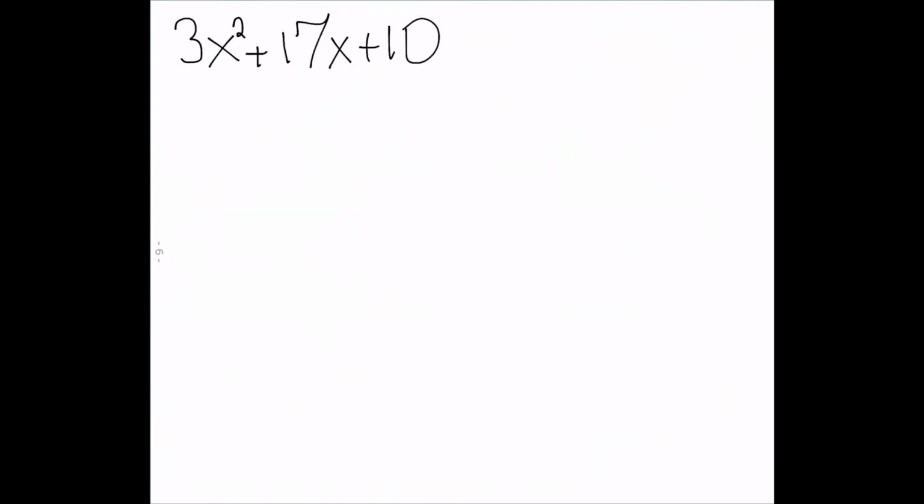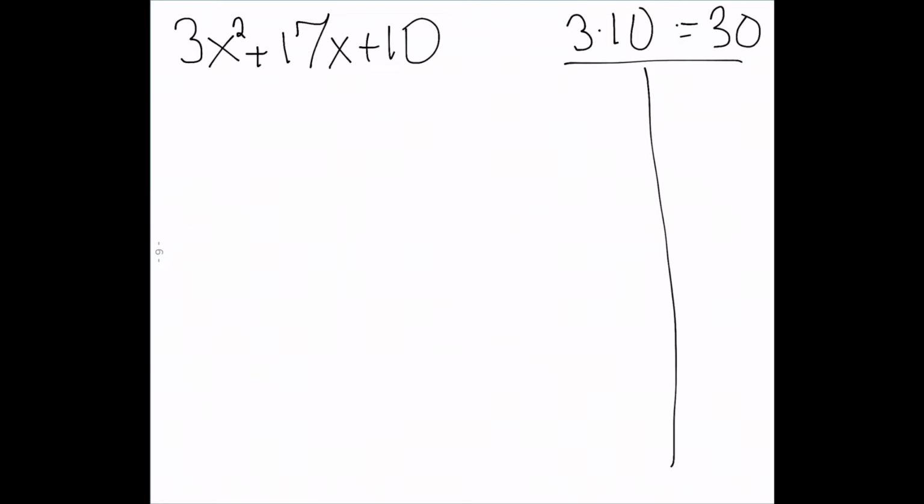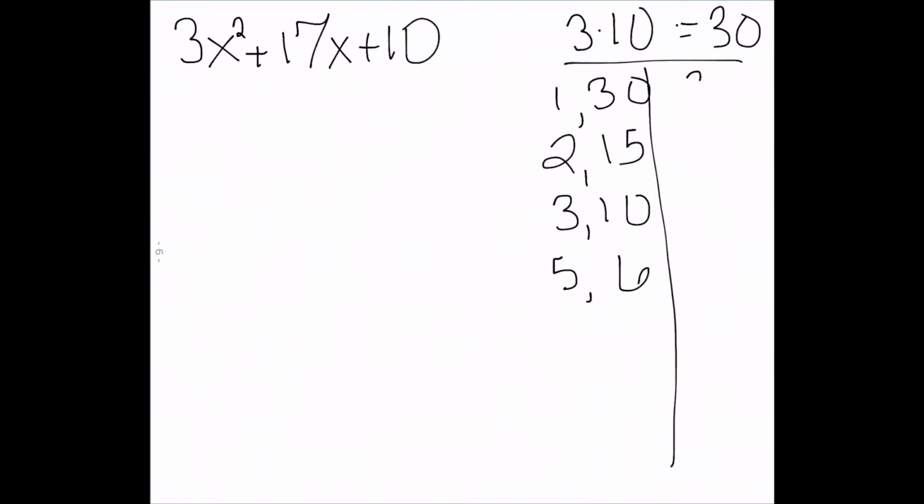Our first example, 3x squared plus 17x plus 10. So we need to multiply a times c, so 3 times 10 is 30. And then need to list all the numbers that multiply to be 30. That's 1 and 30, 2 and 15, 3 and 10, and then 5 and 6. Adding them, I get 31, 17, 13, and 11. Since I need the 17, I have 2 and 15. So those are my first two steps.